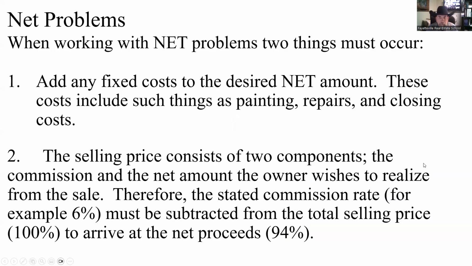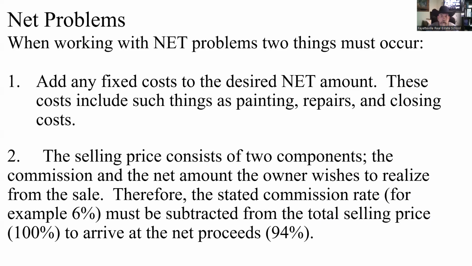When working with net problems, two things must occur. Add any fixed cost to the desired net. This is called a seller's net. In other words, how much money is the seller going to walk away with after closing on this property? For example, if you're working for a company and you get a check, that check is the net after they take out taxes. So this is a net, the seller's net. How much money is the seller going to walk away with after the closing, everything's done, and this is the money he's going to stick in his pocket.